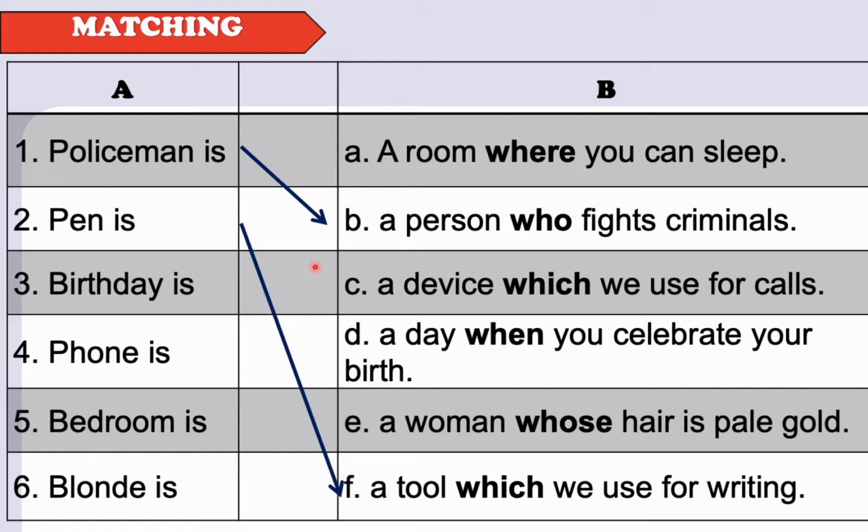A birthday. So what is a birthday? Good. It is a time or an occasion. So it is when. Very good. A birthday is a day when you celebrate your birth.